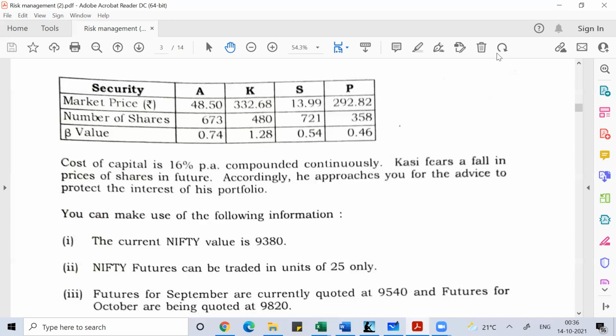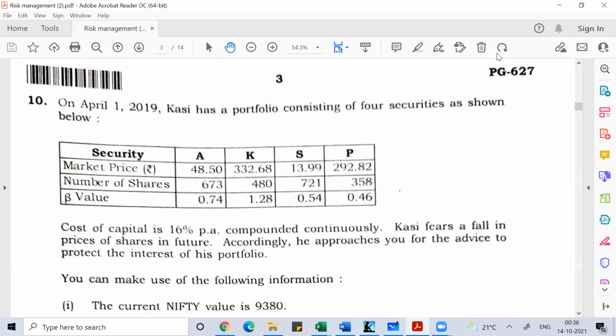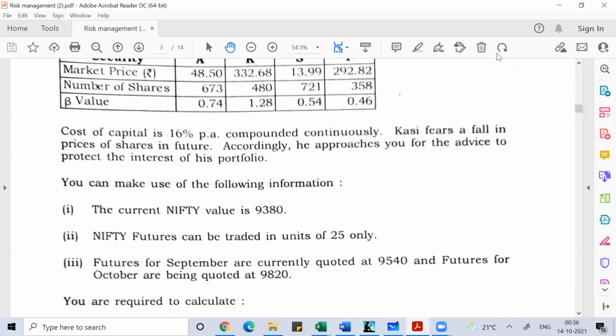Here, the data of Nifty is given because this person, whatever his name, Mr. Kashi, is using Nifty for hedging his portfolio.